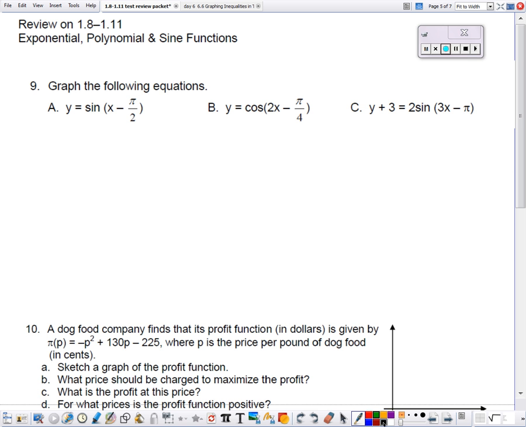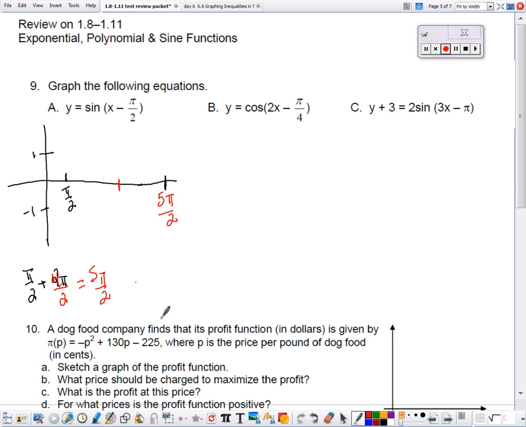Okay, for graphing, my amplitude is 1, so I'm going to go up 1 and down 1. And I'm going to start to the right, pi over 2. My period is 2 pi, so the value out here I need to find by adding 2 pi to pi over 2. I need a common denominator, so that's 5 pi over 2.